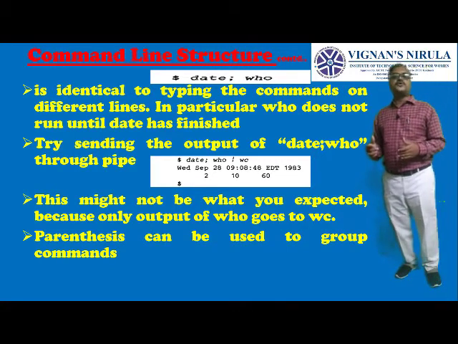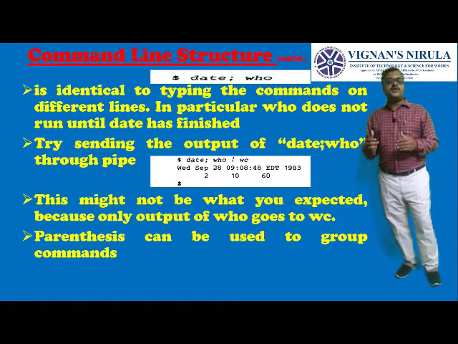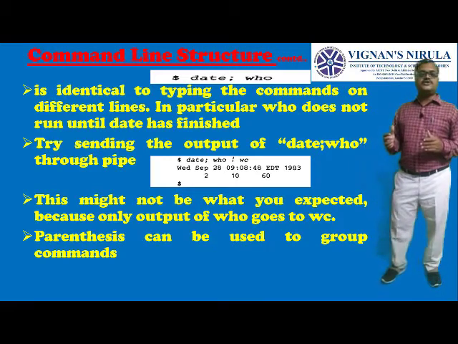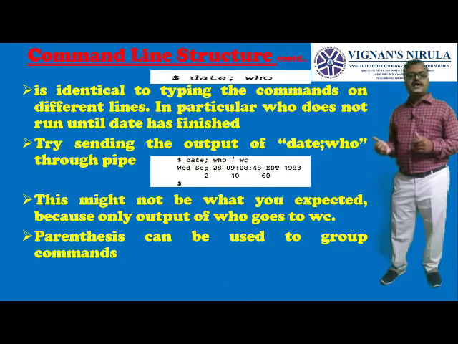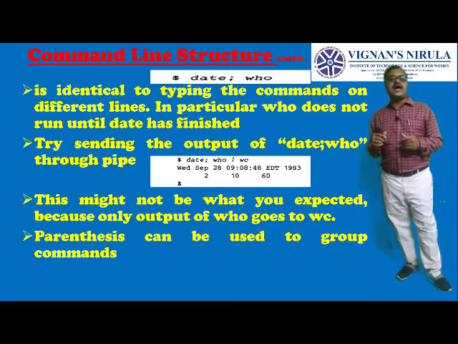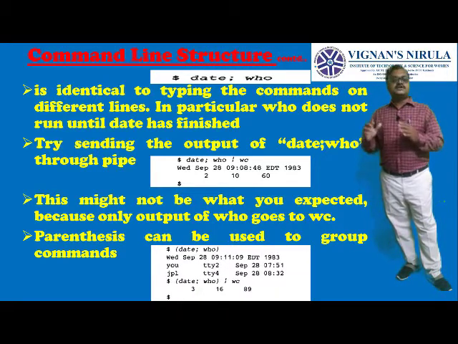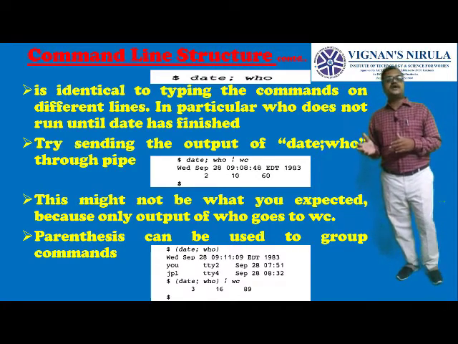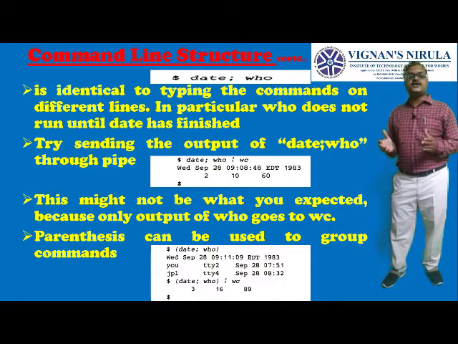size of the output of the who command. Even though you give date semicolon who pipe wc, only the who output is given to wc, but not the date output. This is because the semicolon has lower precedence when compared to the pipe. So who pipe wc is taken as one term and date is taken as another term. So who pipe wc is executed, rather than date semicolon who being executed together.